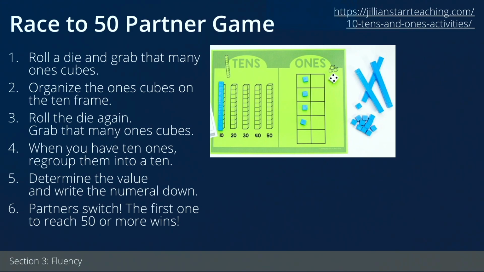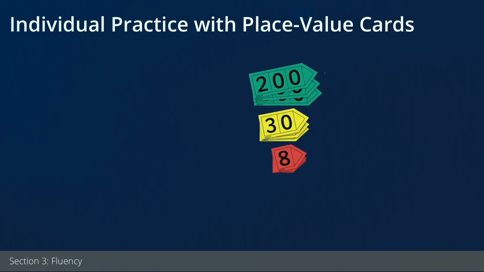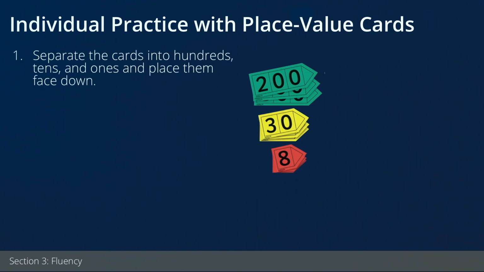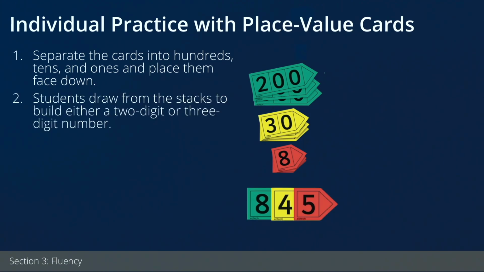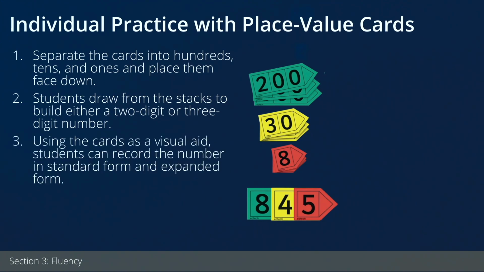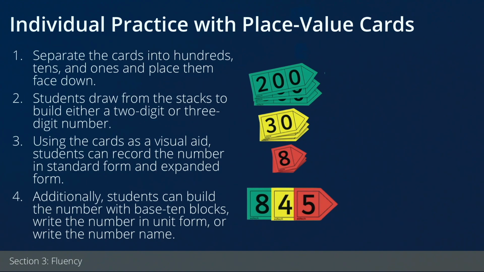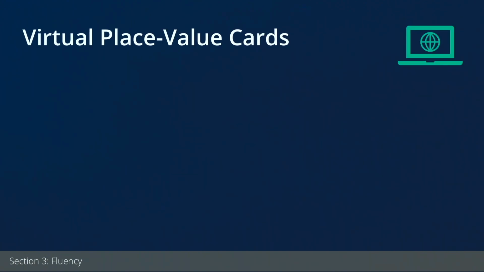The first one to reach 50 or more wins the game. We can also do a lot of practice with place value cards. Here are some examples of place value cards. First, separate the cards into hundreds, tens, and ones, and then students will draw from the stacks to build a 2-digit number or a 3-digit number. Here they built 845. They should read it aloud, but then they could also write it in the expanded form. I could write 840 and 5, or maybe even I want to write that in unit form as well.